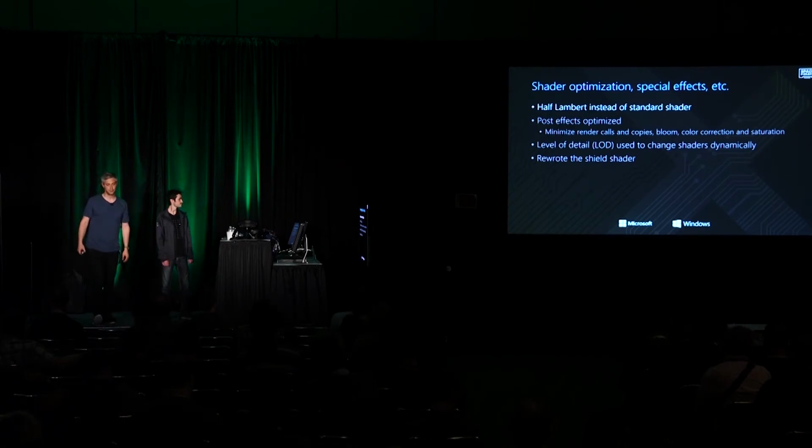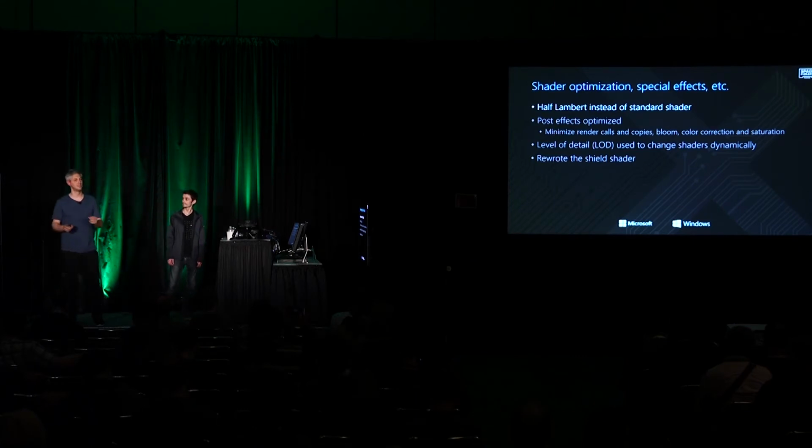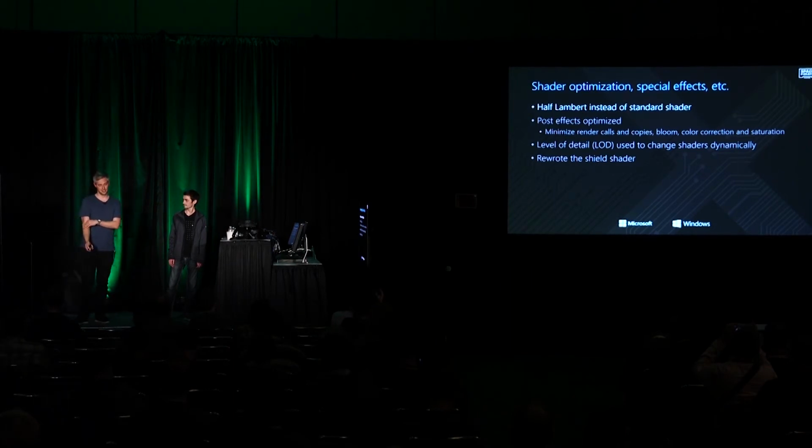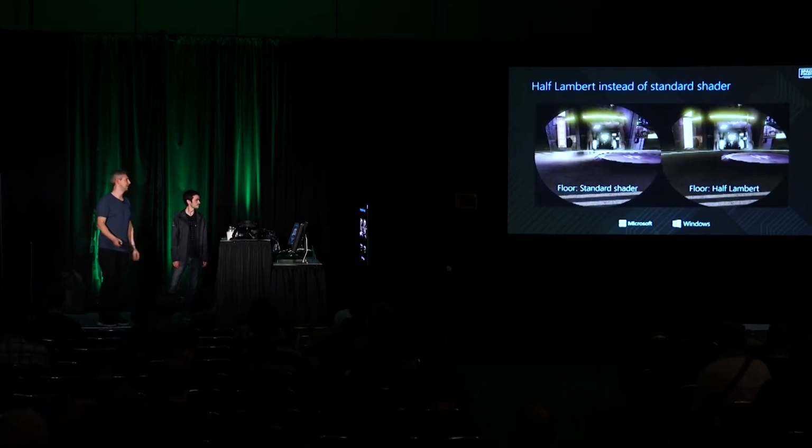Then we have half lambert instead of the standard shader. Microsoft has a bunch of optimizations. They have shaders available in their Mixed Reality Toolkit. They have half lambert, and that's like 4 times faster than a standard shader. So use it especially for the things that take up all of your pixels. Most of the time that's a floor, right? So we looked at the floor, we changed that, and it ran so much faster. In this image, we used the same post effects. We just changed the larger platform from standard to half lambert.